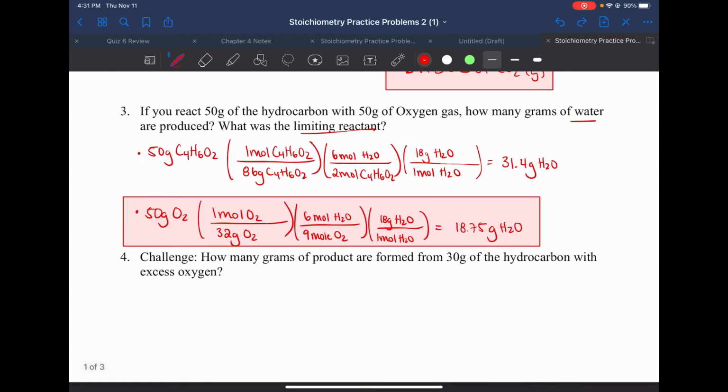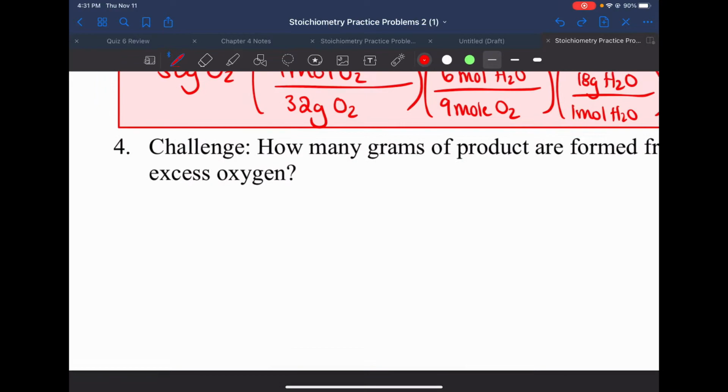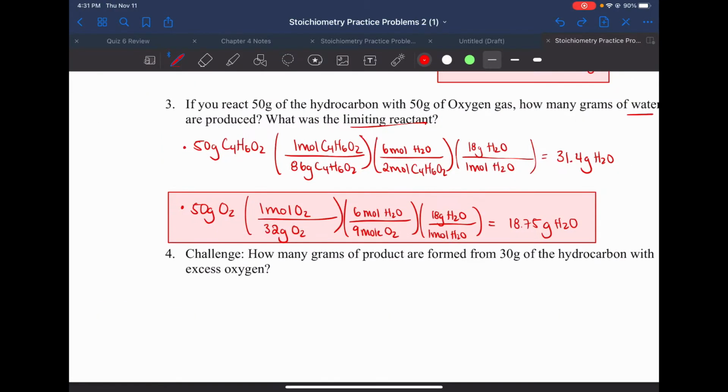Okay, how many grams of product are formed from 30 grams of the hydrocarbon with excess oxygen? So excess oxygen means ignore, right? We don't need to think about oxygen. In this case, we still need to do two different reactions because we need to figure out how much 30 grams of CH4 produces. How much of each molecule? So we have to do two different questions, two different equations.